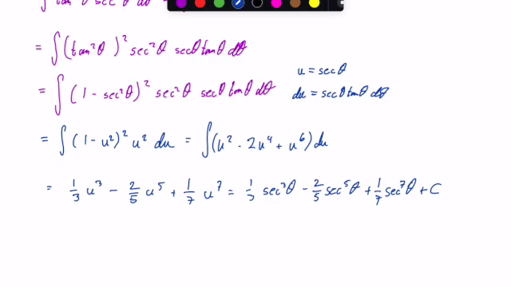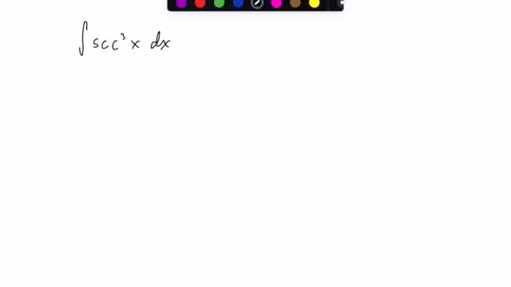What happens in this integral of secant cubed x dx? Here's a pretty common one that we'll use integration by parts, and we're going to see a very normal thing happen with integration by parts. And I know we haven't seen it yet, so this is our first time with this.